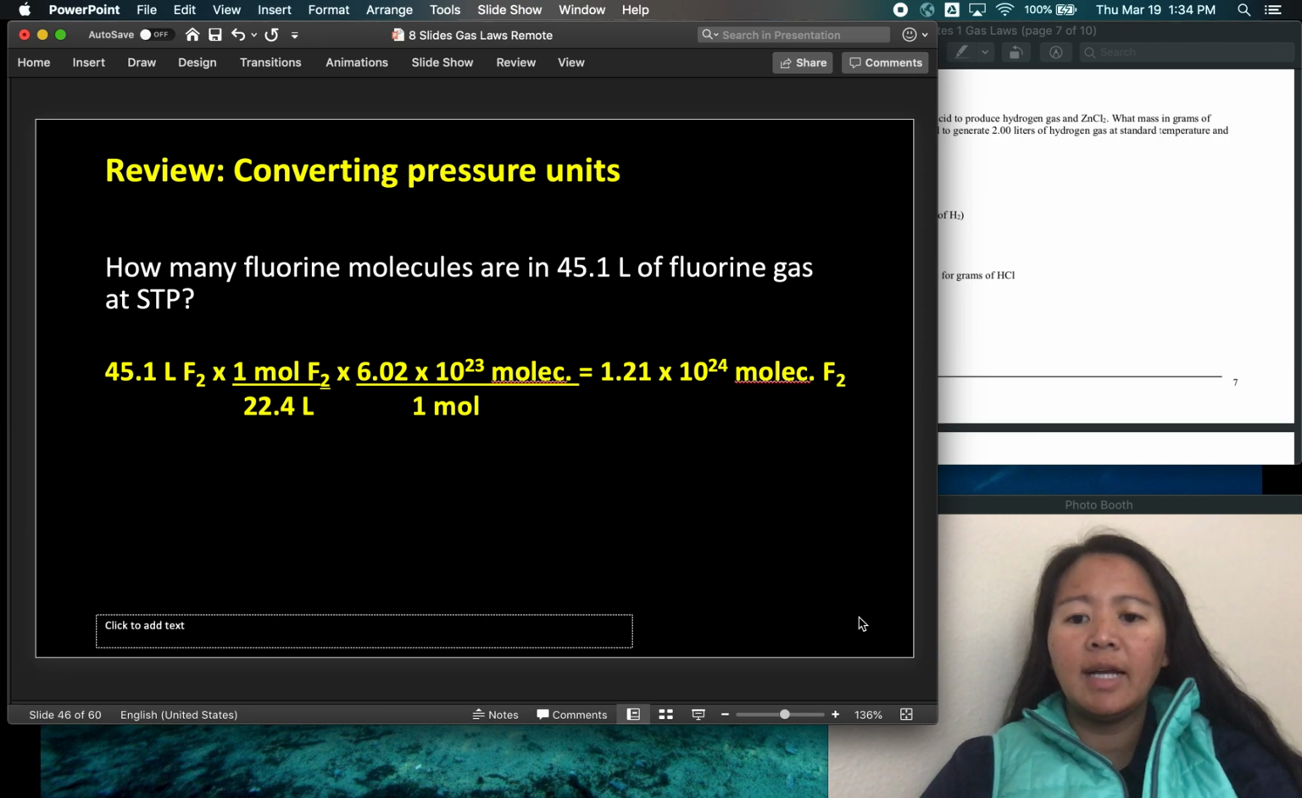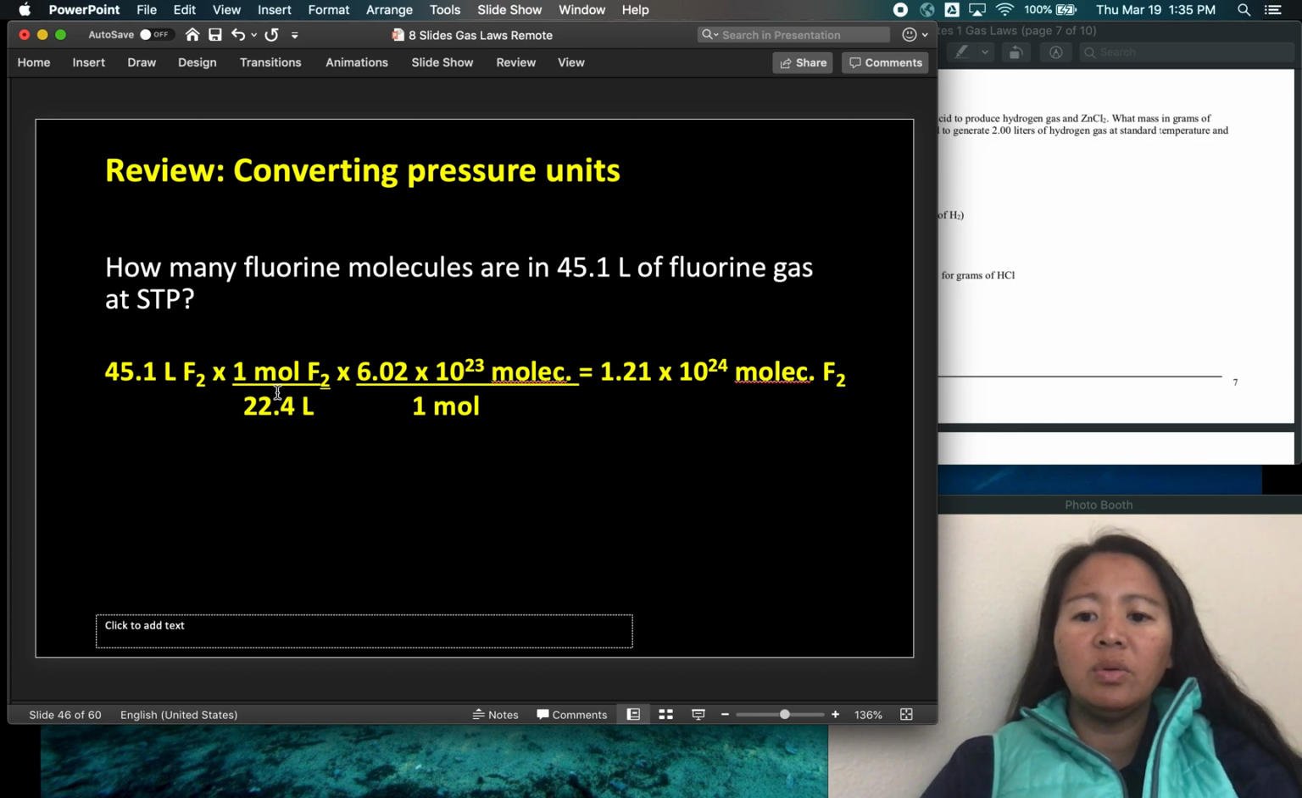All right, and then lastly for this one, again, we know it's STP, so 45.1 liters divided by 22.4 per mole times Avogadro's number, and you get 1.21 times 10 to the 24 molecules of F2. This is just the mole highway.